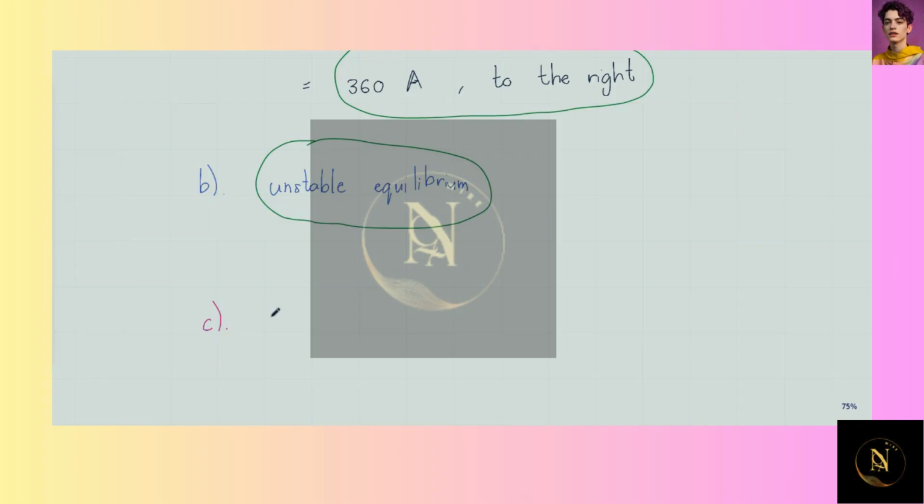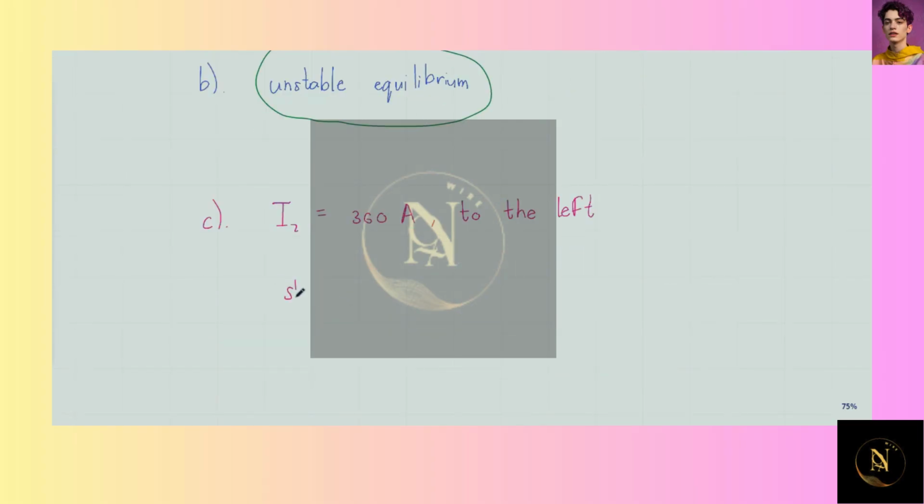Now for part C, what happens if we take the lower wire and place it above the first wire? If it's above the first wire at the same distance, we need the same current, but in the opposite direction. So I2 would be 360 amperes in strength, but this time the current would be to the left. Now, this is a stable equilibrium for a vertical displacement, since if the wire is moved slightly off the equilibrium point, the magnetic force will increase or decrease and push the wire back to the equilibrium height.